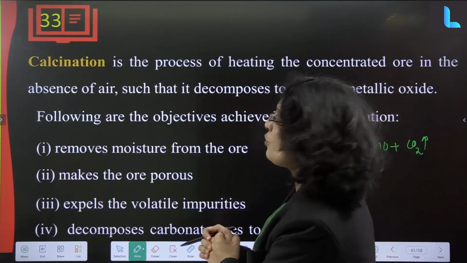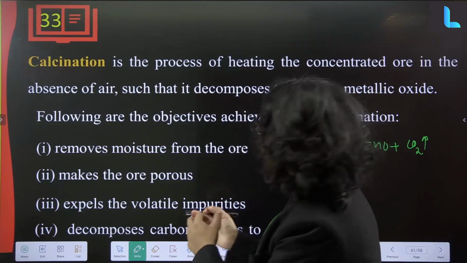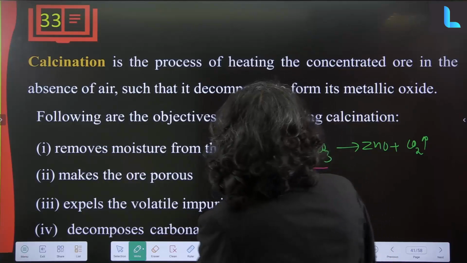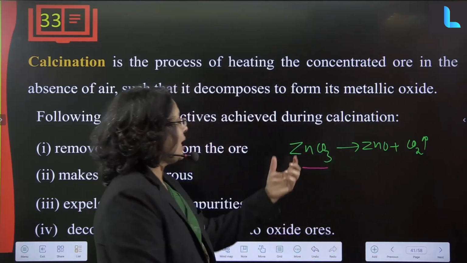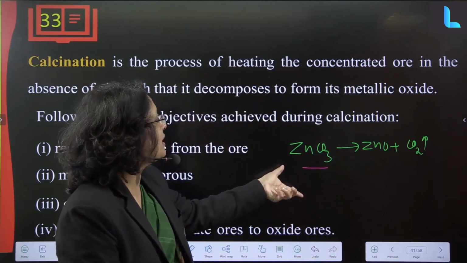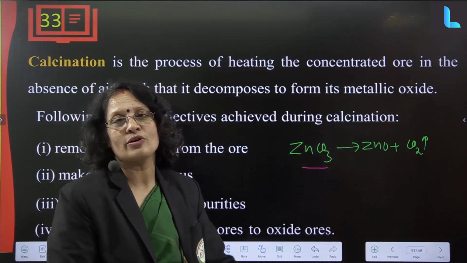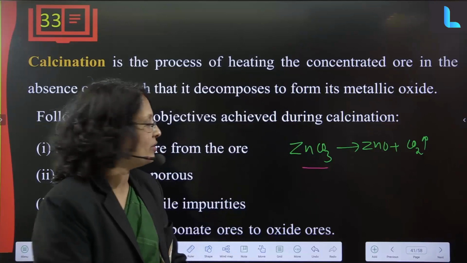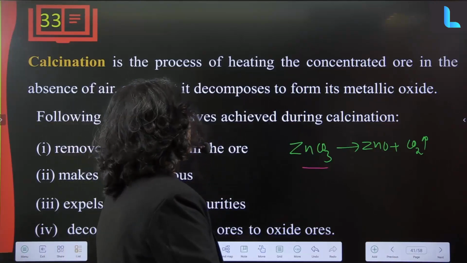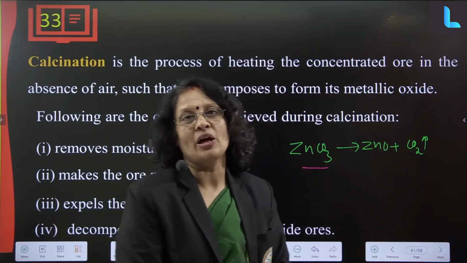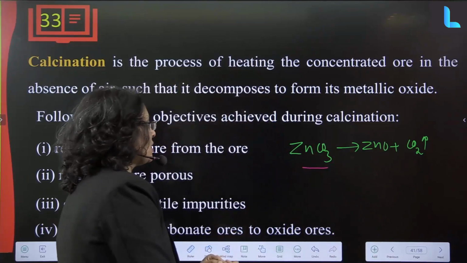Now calcination and roasting, there are two methods. Calcination is specially opted for carbonate ores, where the ore is heated in the absence of oxygen, strongly heated below its melting point. What will happen is the ore converts into its oxide, and carbon dioxide gas is released as a side reaction, or the impurity coming out. And here the mass becomes porous.